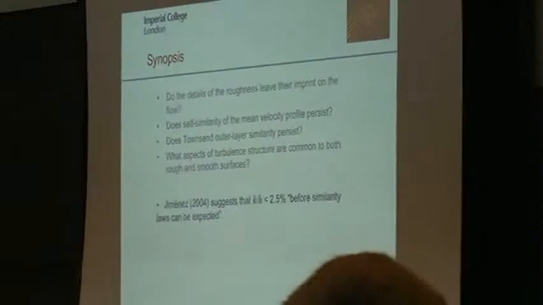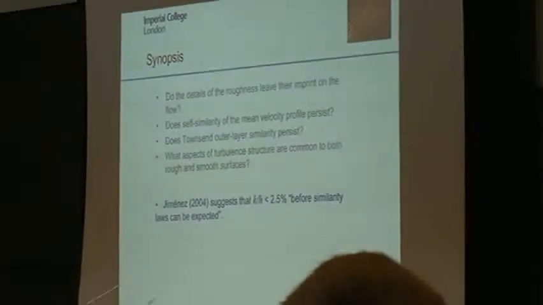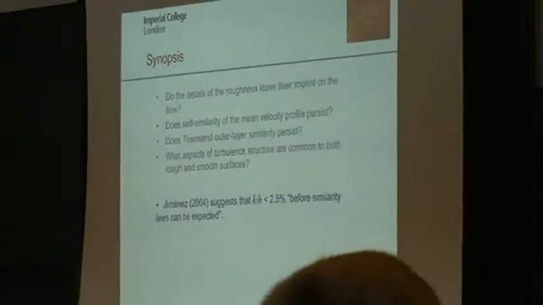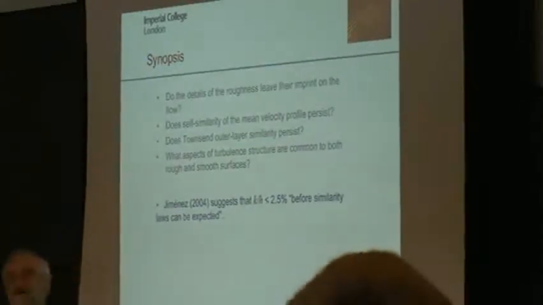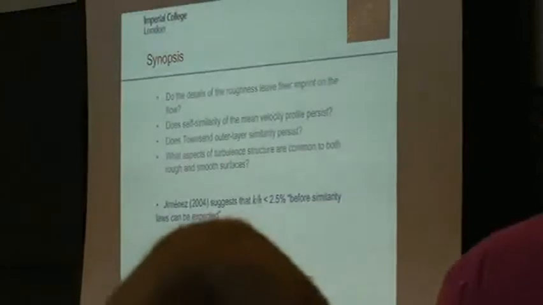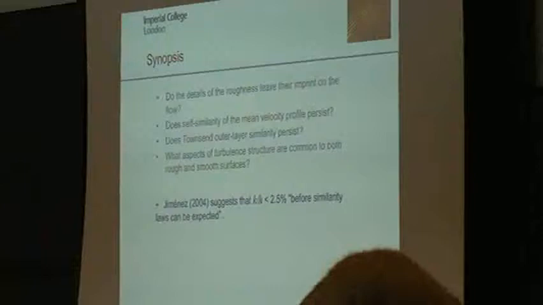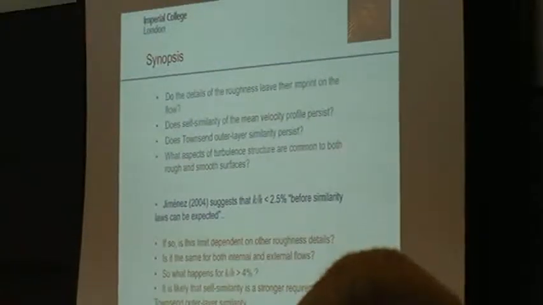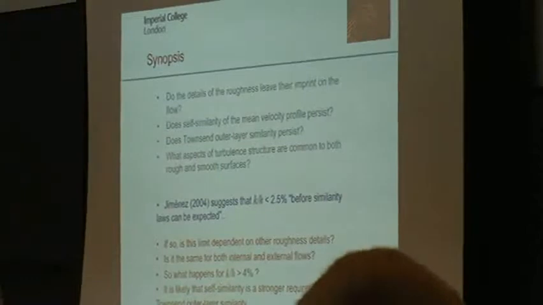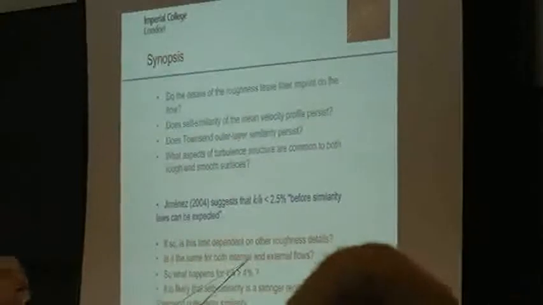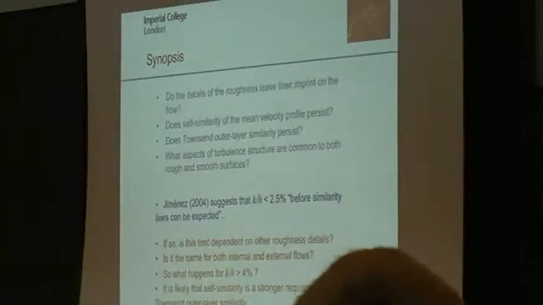And really, our starting point is Javier's review a few years ago, where basically, if the roughness height is less than 2.5%, then we would expect outer similarity to be observed. So what we're going to do is actually put in some really quite large roughness. We're going to start with a k/H, where H is the duct height, of 4%, and then go up to about 8%, and then really look at how things shape up in the flow.